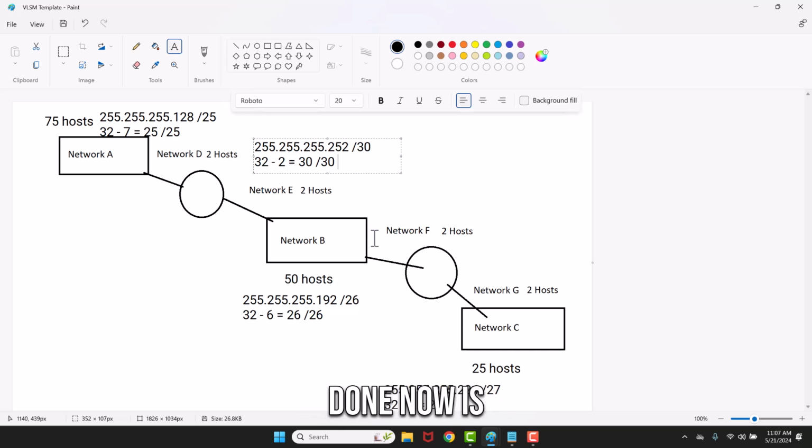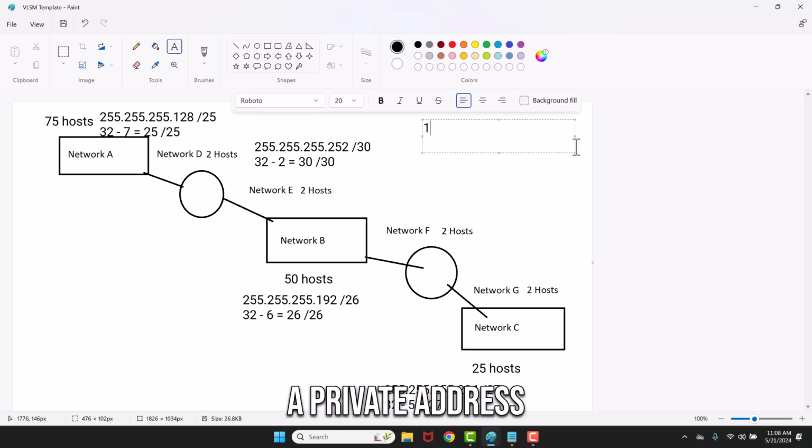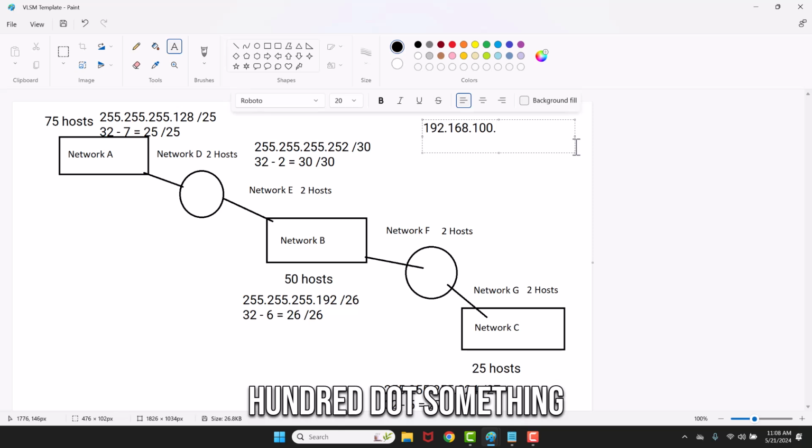And what we've done now is we have answered this question to the level that the Network Plus test tends to ask it. But we haven't answered the question to the level that Cisco tends to ask it. And now that we're answering it to the level that Cisco wants us to answer it, we now actually need a starting network ID. So let me give you a starting network ID. I'm again going to pick a private address of 192.168.100.something.